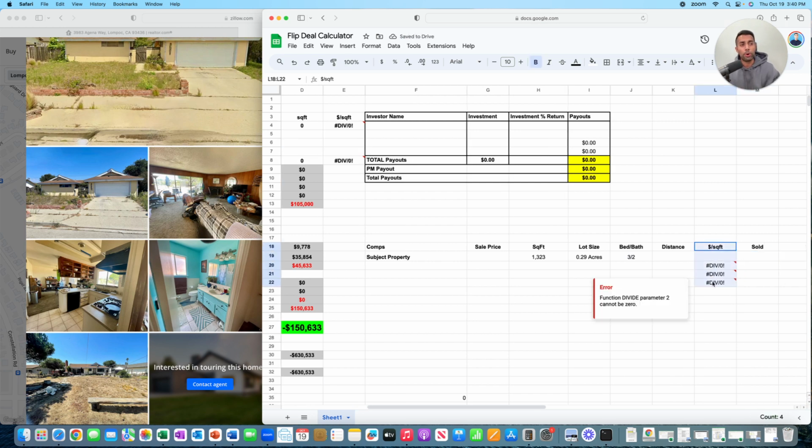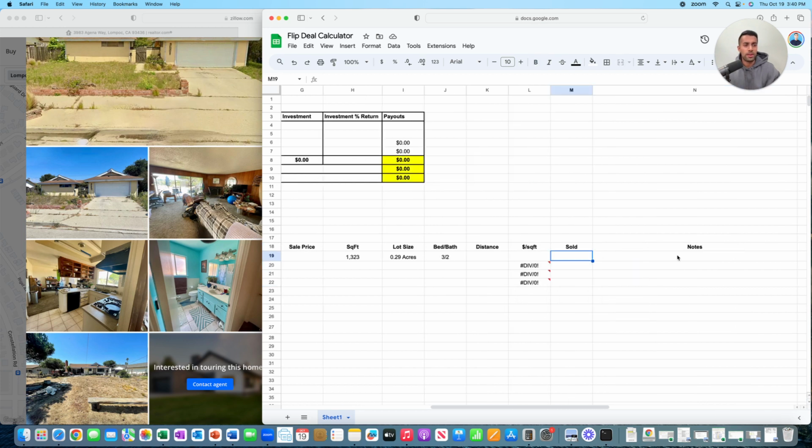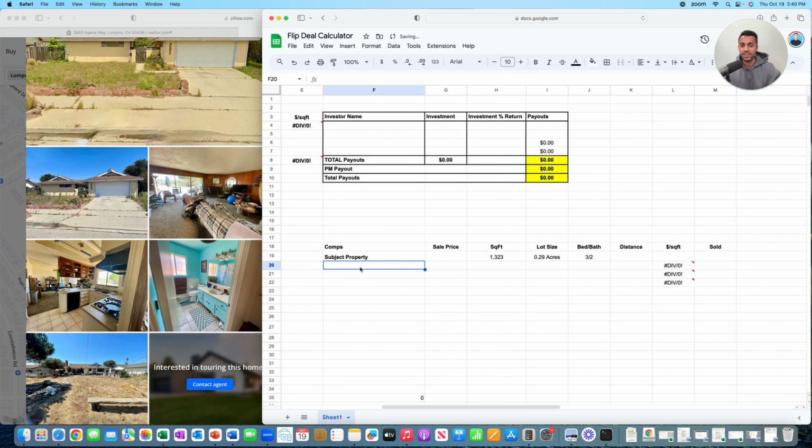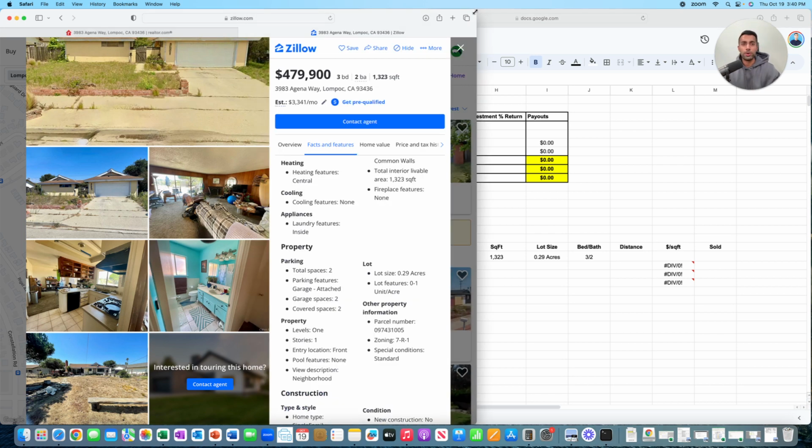Distance, this is the property. This is a very important column, but just hold off on this for now. Sold, it's not sold yet. And then notes, I like to just label it, hey, this is a fixer. Kind of obvious, right? Cool. So now this is where we're going to actually figure out the value of the property. We have all this basic information in. Now let's see what we can do with it.